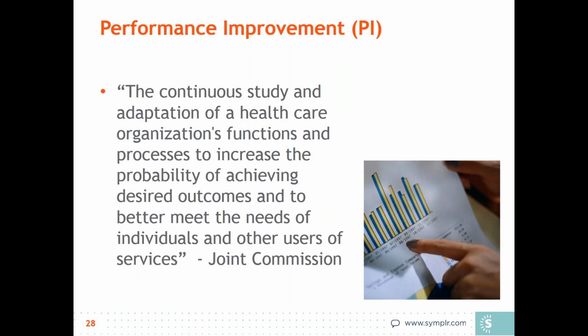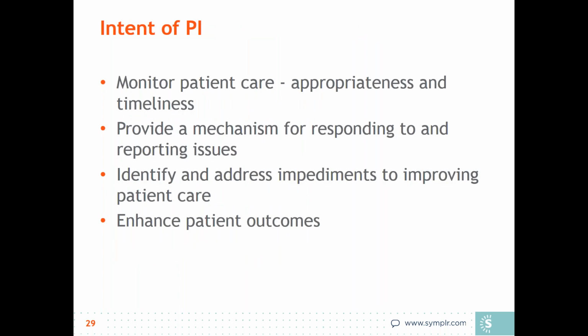Performance improvement, the Joint Commission itself has a definition of it, and they call it the continuous study and adaptation of a healthcare organization's functions and processes to increase the probability of achieving desired outcomes and better meet the needs of individuals and other users of services. So it's the same type of language. They have some specific requirements in performance improvement. You need to monitor patient care. Things that we look at are appropriateness and timeliness of care, making sure that we have a mechanism for responding and reporting issues, and addressing any kind of impediments to improving patient care. And of course, what we want to do is enhance patient outcomes.